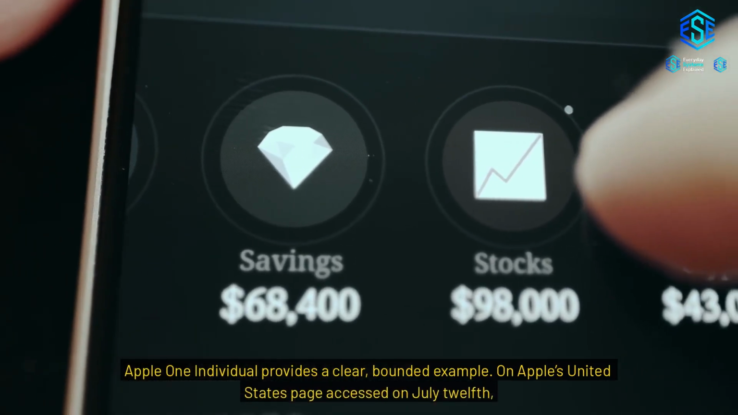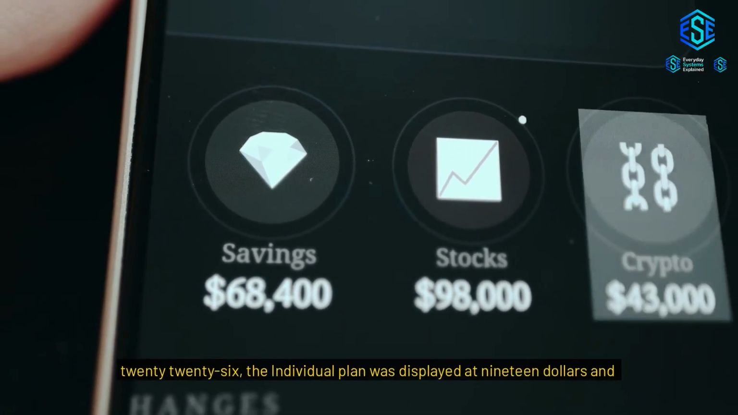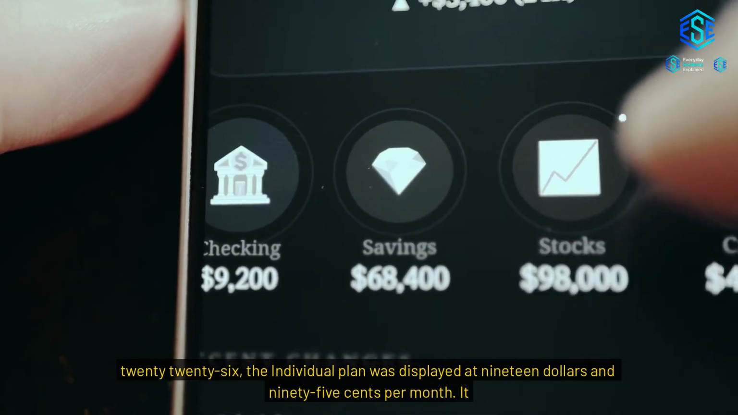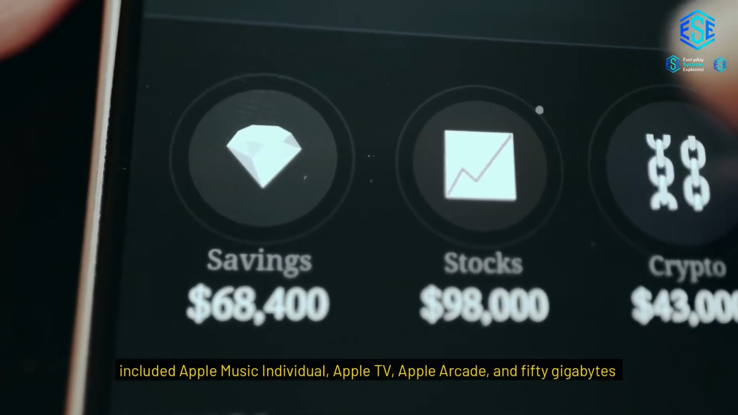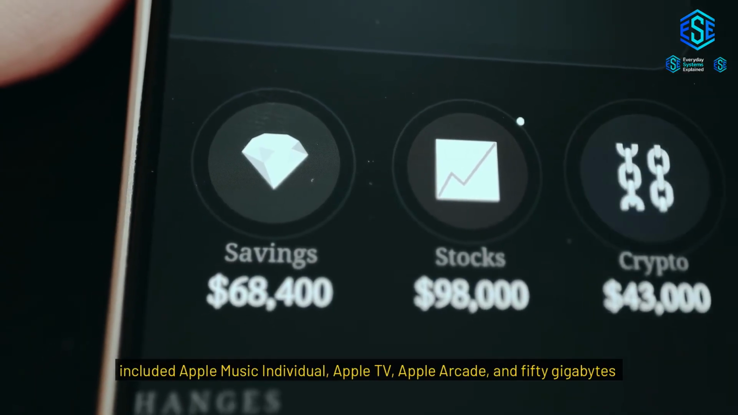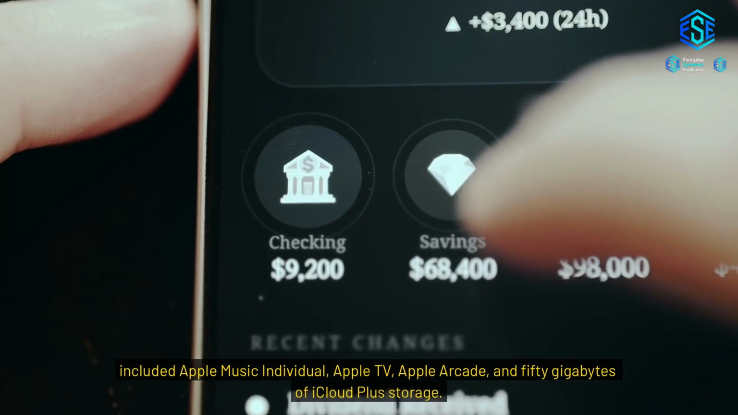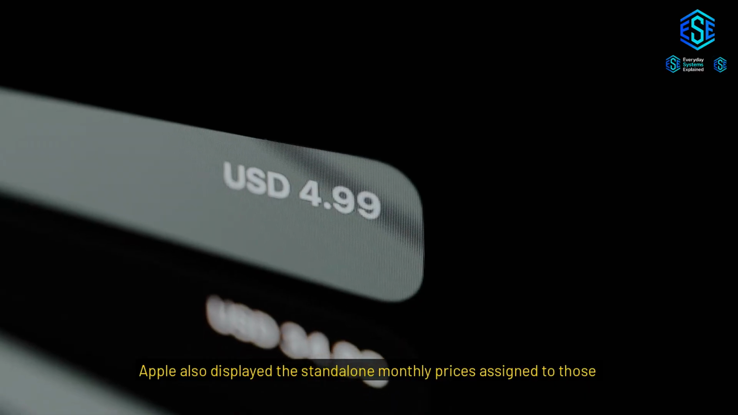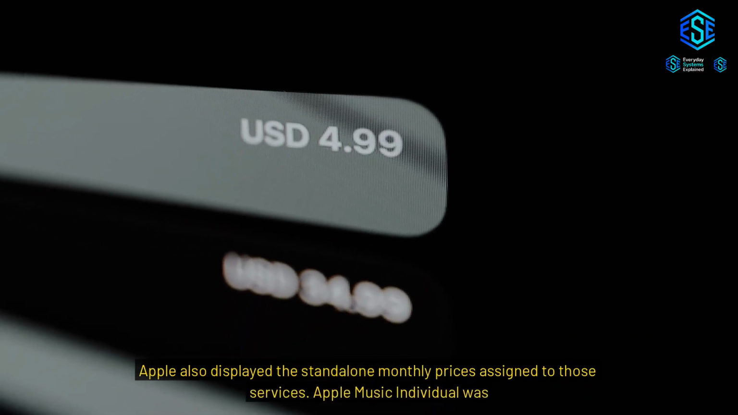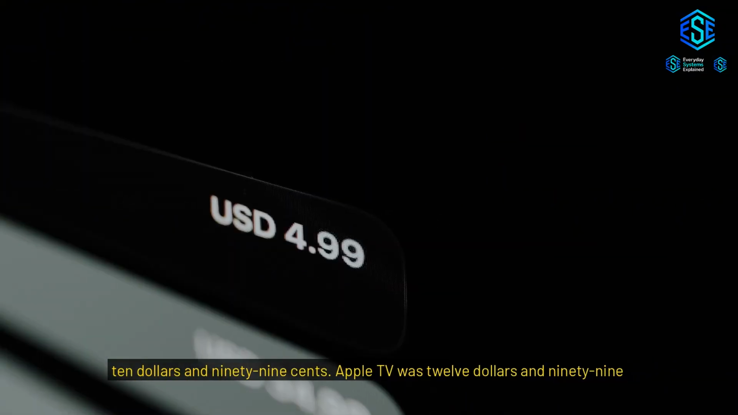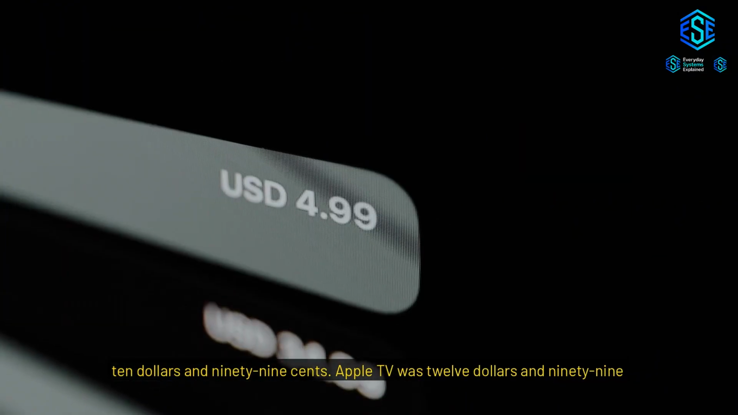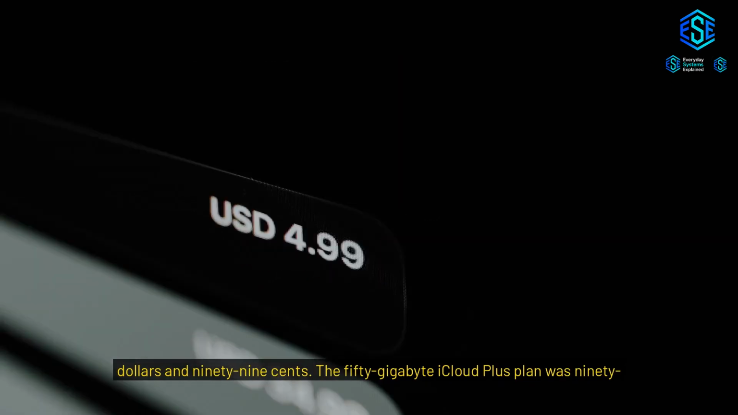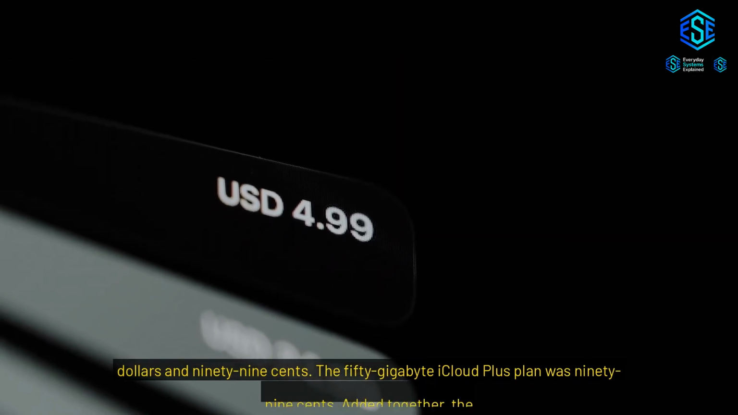On Apple's United States page, accessed on July 12, 2026, the individual plan was displayed at $19.95 per month. It included Apple Music Individual, Apple TV, Apple Arcade, and 50 gigabytes of iCloud Plus storage. Apple also displayed the standalone monthly prices assigned to those services. Apple Music Individual was $10.99. Apple TV was $12.99. Apple Arcade was $6.99. The 50 gigabyte iCloud Plus plan was 99 cents.